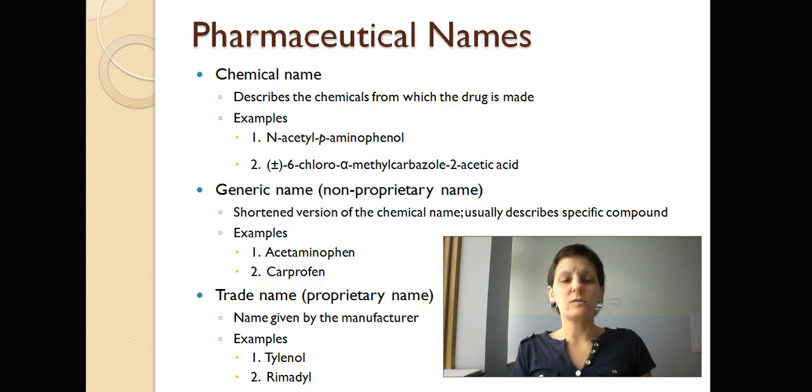You might have heard of these. The first one is acetaminophen, the second one is carprofen. The third name that a medication can have is called the trade name or the proprietary name. This is a name given to the medication by the manufacturer. So for example, Tylenol and Rimadyl. If you look back up to the generic name, acetaminophen is an abbreviated form of the chemical compound of that ingredient. And if you look down to the trade name, instead of calling it acetaminophen, we call it Tylenol. And again, Tylenol is the proprietary name given by the manufacturer who's producing the medication.